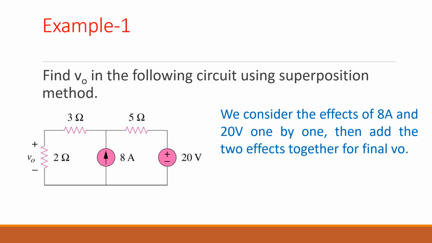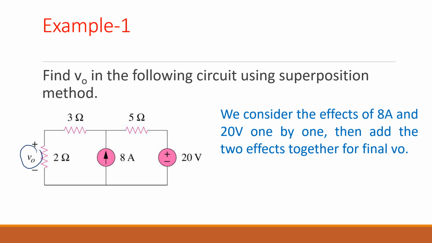We are going to do this one. Here you have a voltage source and a current source. We consider one source at a time. They are asking us to find V naught, which is the voltage across the 2 ohms. So we need to find the voltage across the 2 ohms in this circuit, which has one voltage source and a current source.